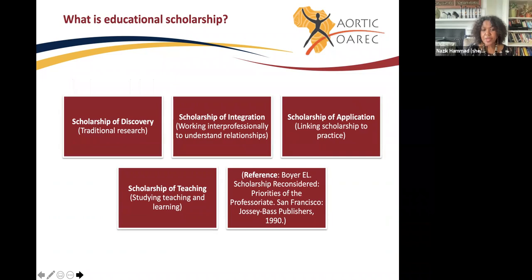A lot of people ask what is educational scholarship, and traditionally we have been defining it as research that's done to improve education. The classic way has been to look at the Boyer criteria, or scholarship reconsidered. And there are different types of scholarship. One is the scholarship of discovery, which is traditional research that we see in translational or basic research. And then there's scholarship of integration, working interprofessionally to understand relationships.